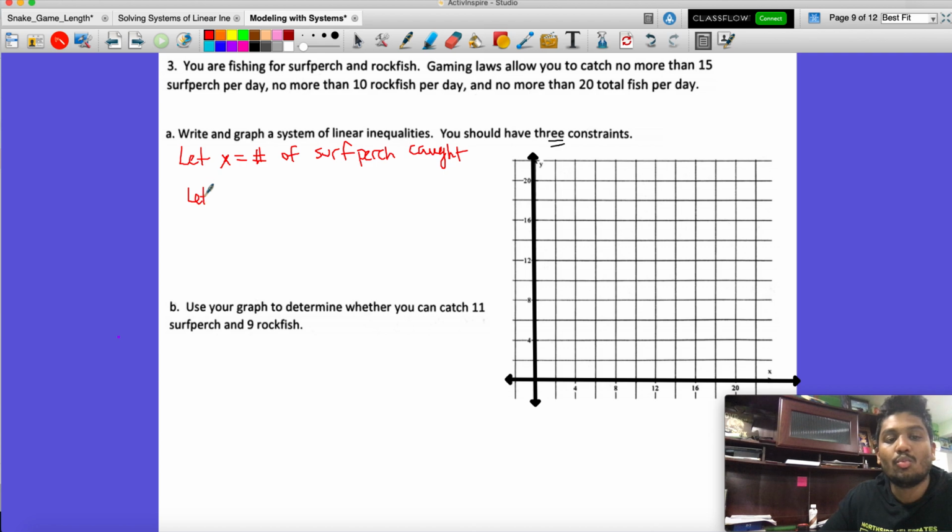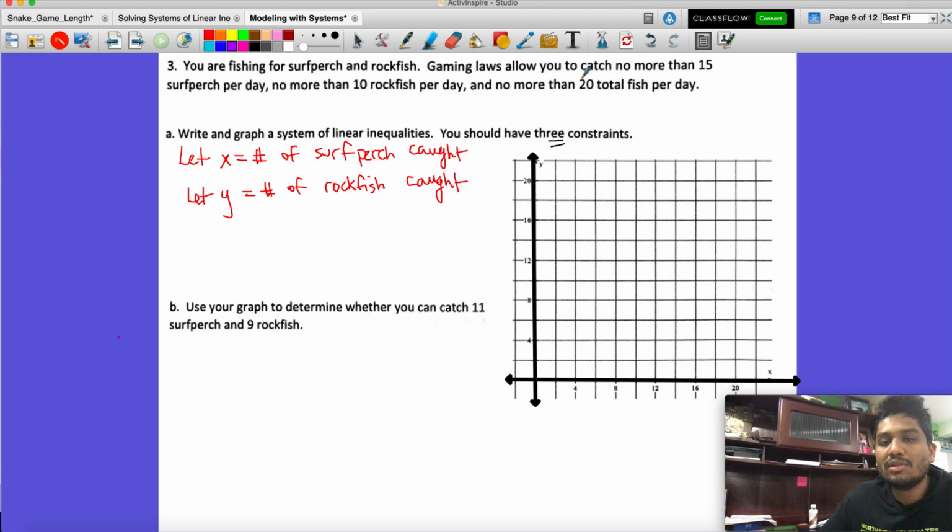And we'll let y equal the number of rockfish caught. So our system of inequalities now, well, let's see. We're gonna go through them. We have a couple of totals here. Actually, we have quite a few totals, right? But I don't see anything that intertwines both of them.